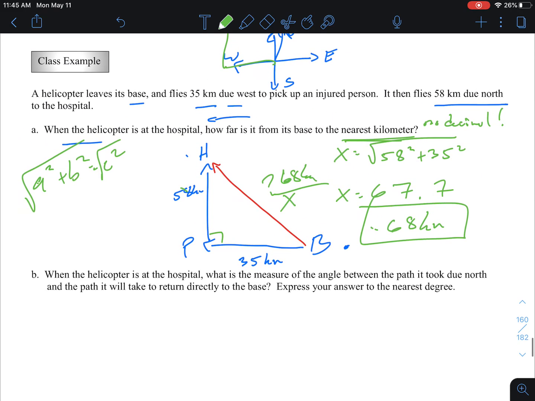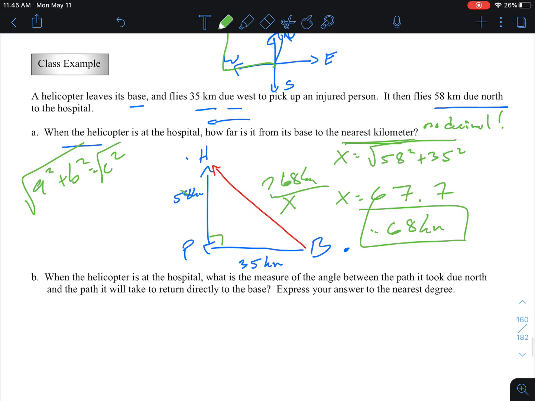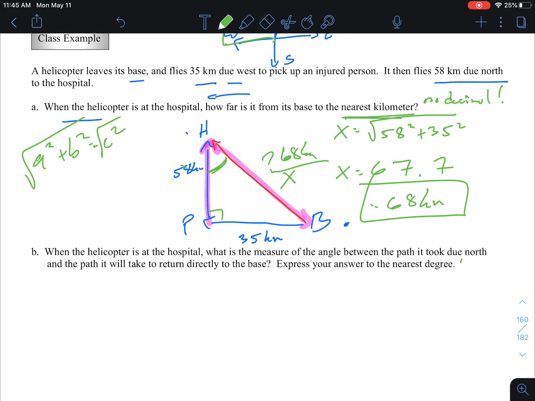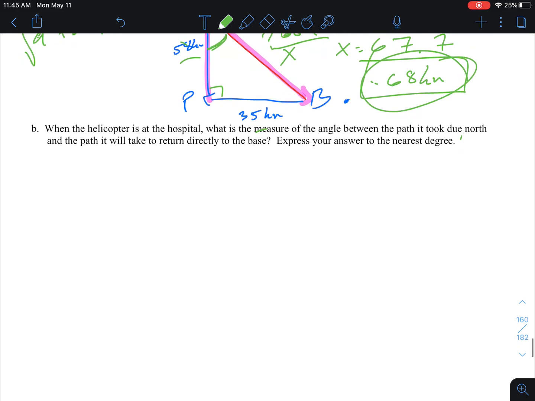Last part here: when the helicopter is at the hospital, what is the measure of the angle between the path it took due north and the path it will take to return directly to the base? So what is that angle in there? No big deal. Once again, if I can avoid it, I'm going to try not to use the distance we've calculated, just these two here. So I have my right angle triangle, 58, 35, and there's my theta I'm trying to solve for.